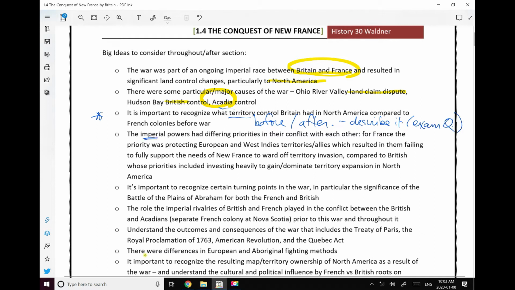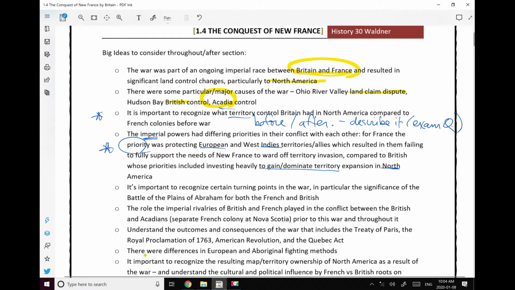All of this was about imperial power. They both wanted to prove that they had the most territory, that they were the strongest naval power, superior powers. They had a lot of different conflicts, obviously, over time with each other, but they had different priorities, and that's another reason why it ended the way it did. British priorities were about gaining that territory in North America. The goal was North America for the British. But for France, their priority was in Europe and the West Indies. So in the end, they failed to give a lot of money or send a lot of troops over to North America, which led to them losing it.